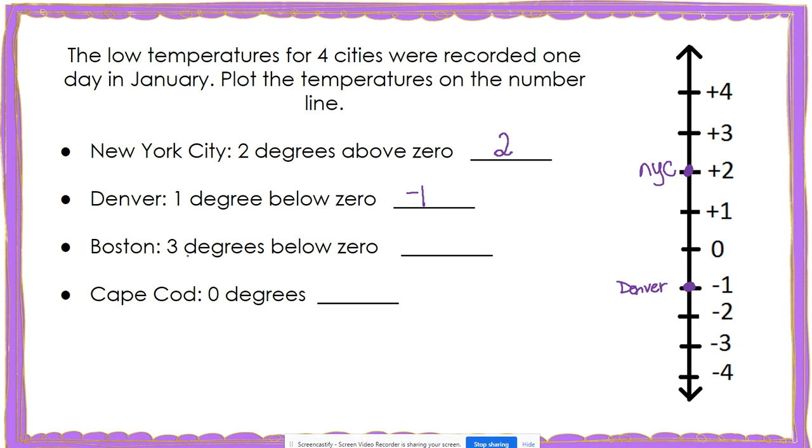Boston has a temperature of 3 degrees below 0. Because it is below 0, I know that -3 will represent that temperature. To get to -3, I'm going to move down 3 from 0, and that puts me at -3 on my number line. Finally, I see that Cape Cod had a temperature of 0 degrees, so that's going to be right here in the middle at 0.